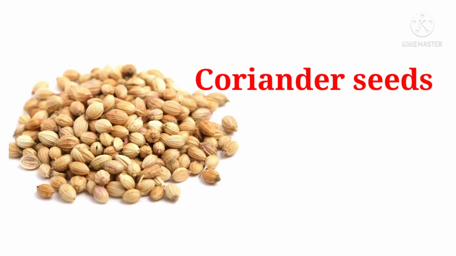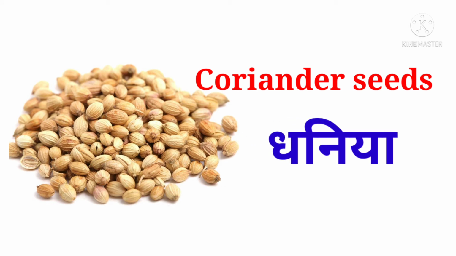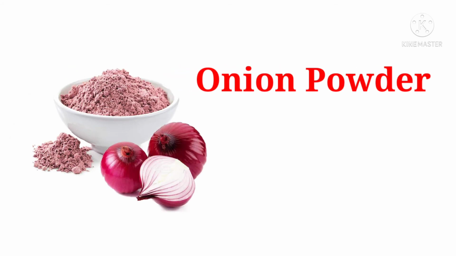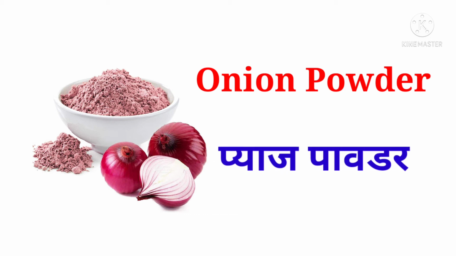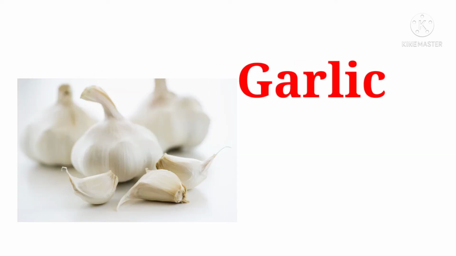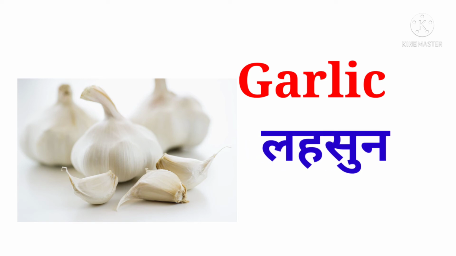This is called coriander seeds, and in Hindi dhania. This is called onion powder, and in Hindi piyaj powder. This is called garlic, and in Hindi lasoon.